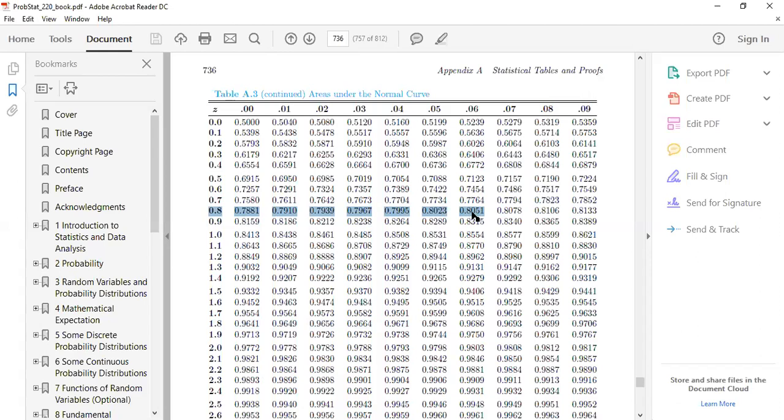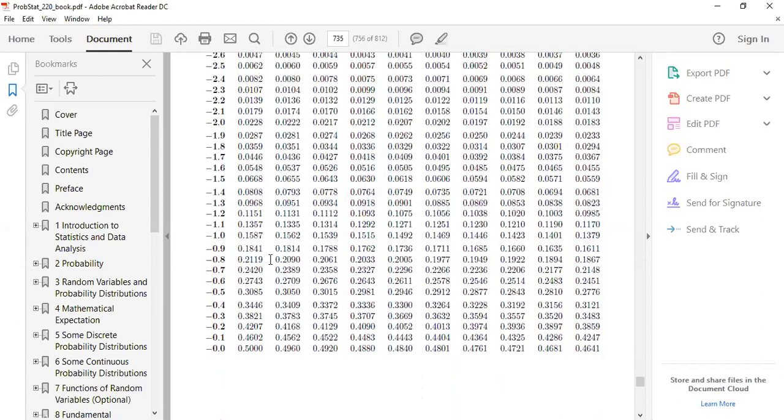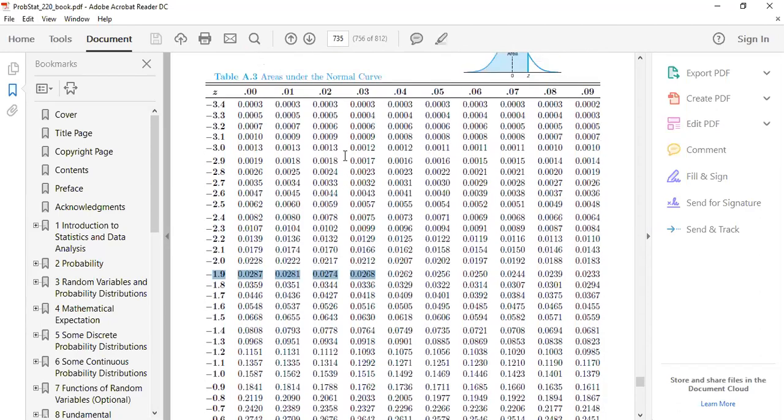And then another value is negative 1.97, that is on the previous page, negative 1.9 and 7, and here it is. So 0.0244. That's the way you can see the table.